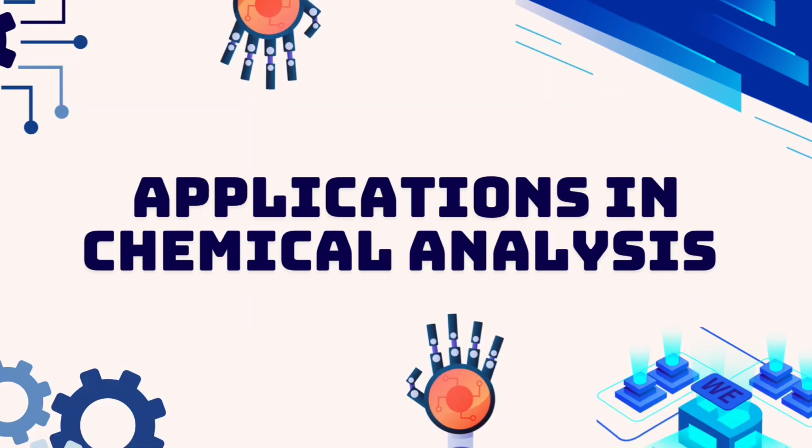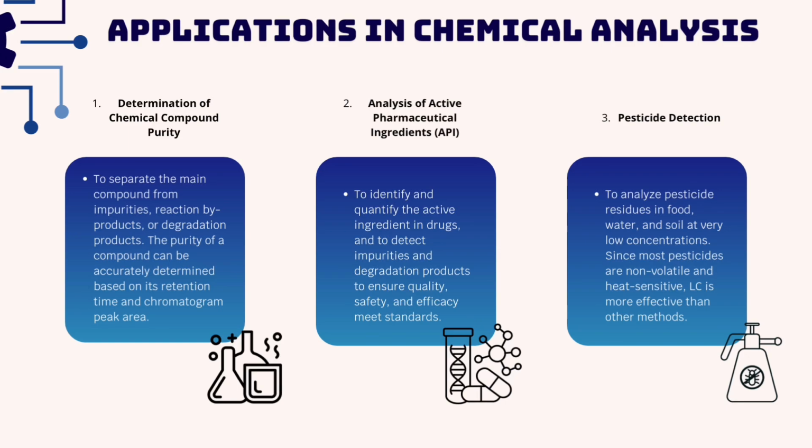Next, let's take a look at the application of liquid chromatography in chemical analysis. First is the determination of chemical compound purity, to separate the main compound from impurities, reaction byproducts, or degradation products. Next is the analysis of active pharmaceutical ingredients, or API, to identify and quantify the active ingredient in drugs, and to detect impurities and degradation products.